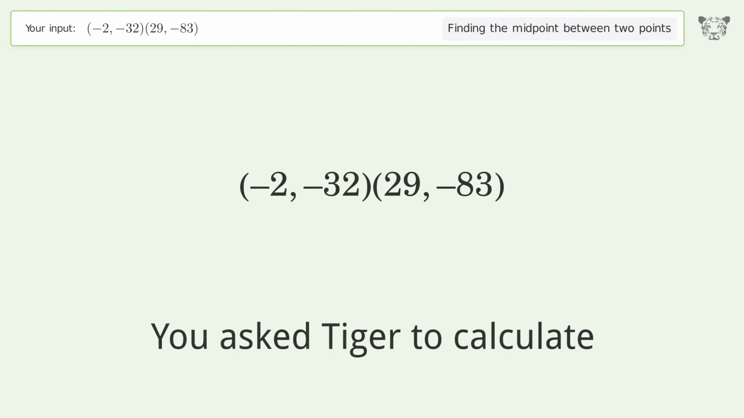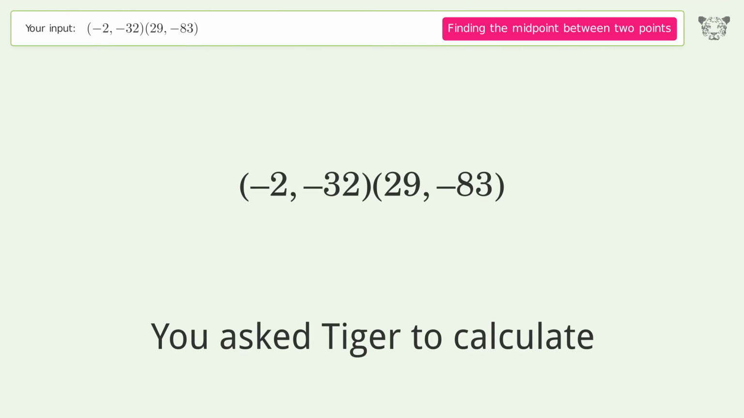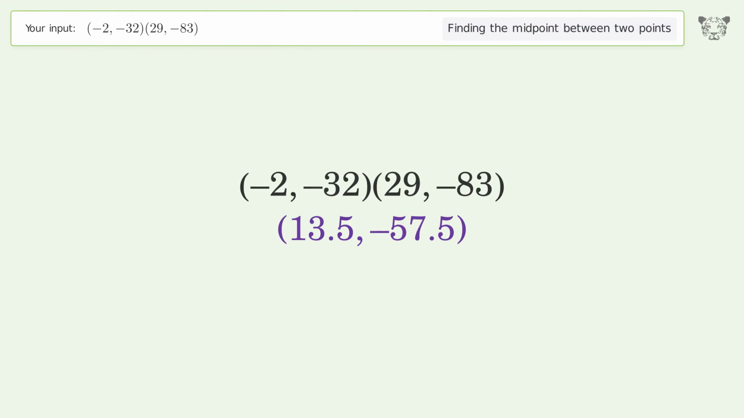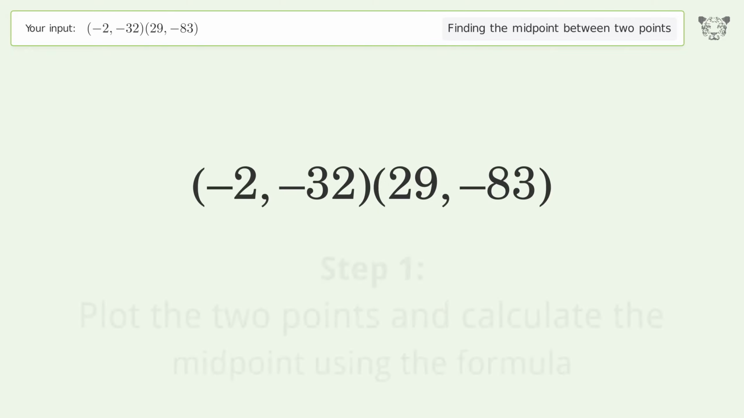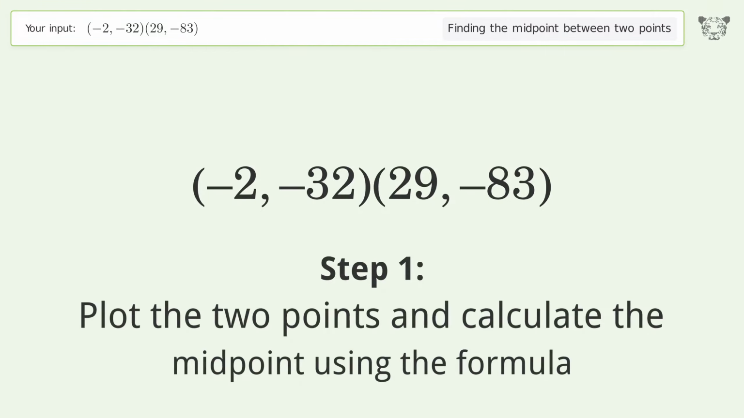You ask Tiger to calculate. This deals with finding the midpoint between 2 points. The midpoint between the 2 points is 13.5, negative 57.5. Let's solve it step by step. Plot the 2 points and calculate the midpoint using the formula.